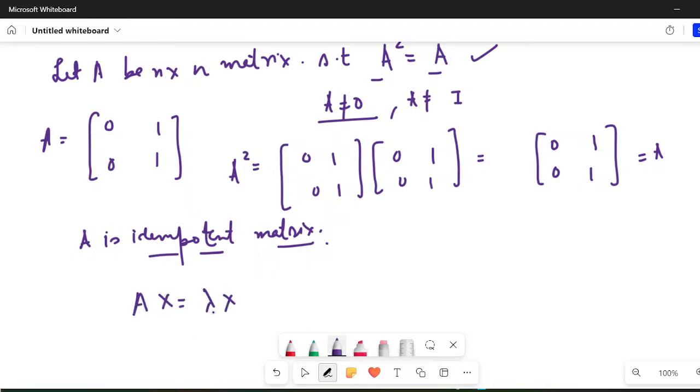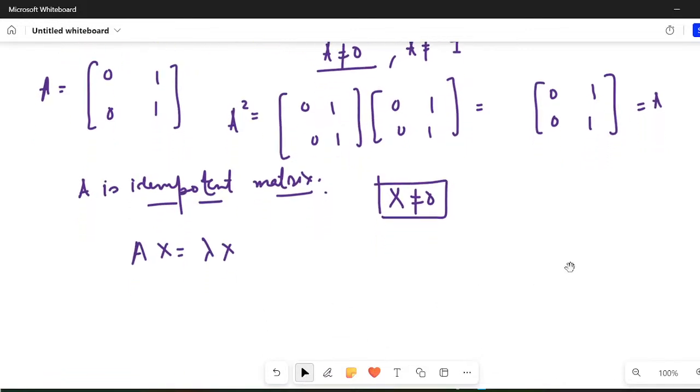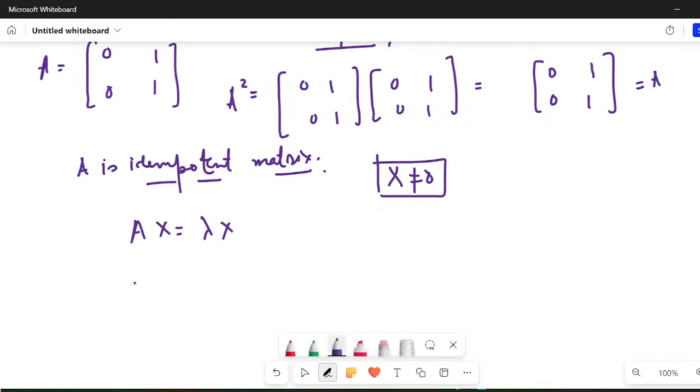So I'm writing this eigenvalue equation, Ax equals lambda x, such that the column vector x is a non-zero one, otherwise it doesn't make sense. Now if I pre-multiply both sides by A, what will I get? I'll get A squared x is equal to lambda Ax, and Ax would again give you lambda x, so this is lambda square x.